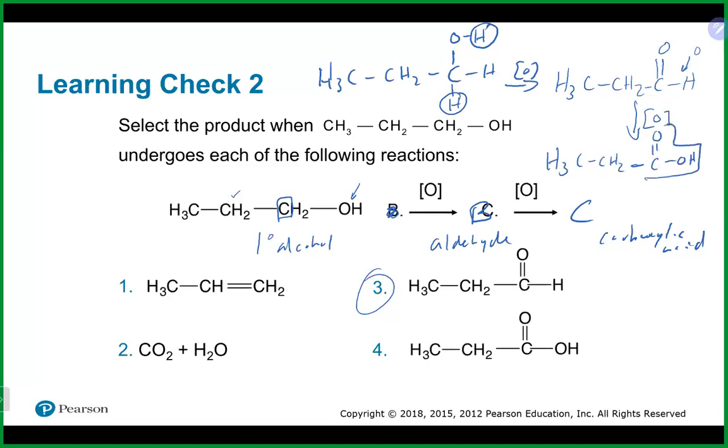And that will give us, again, our carboxylic acid functional group, which means we should end up with number 4 there when it's all said and done afterwards. Any questions on any of those there?